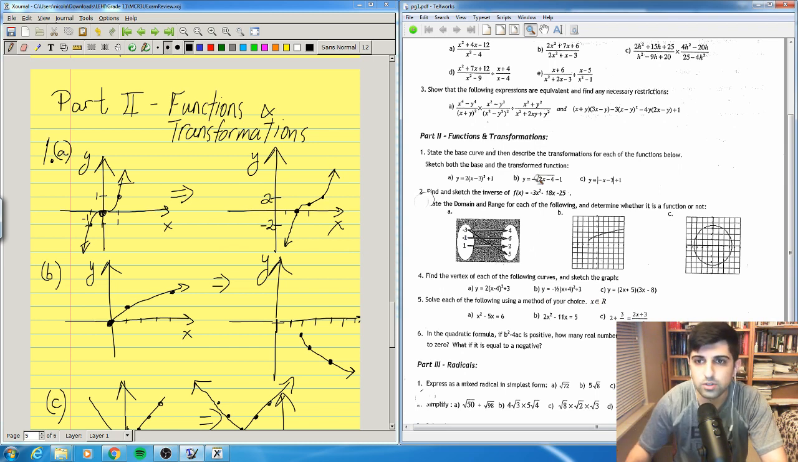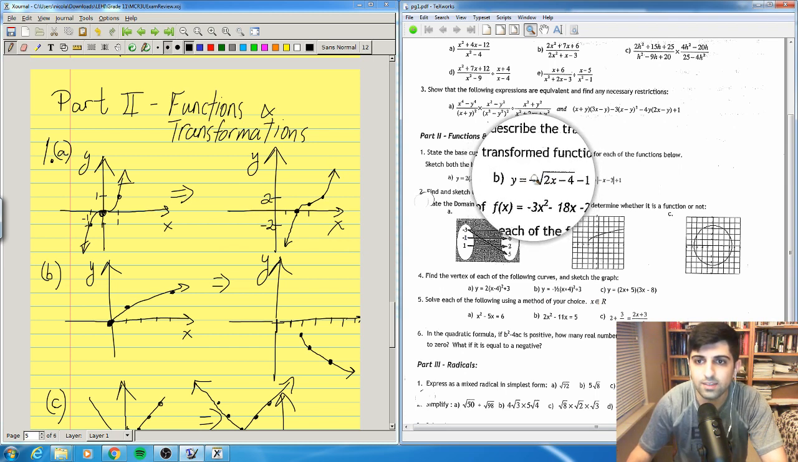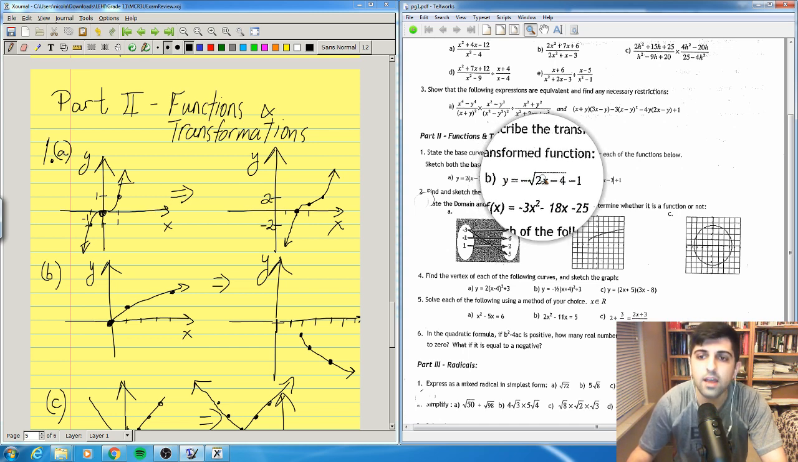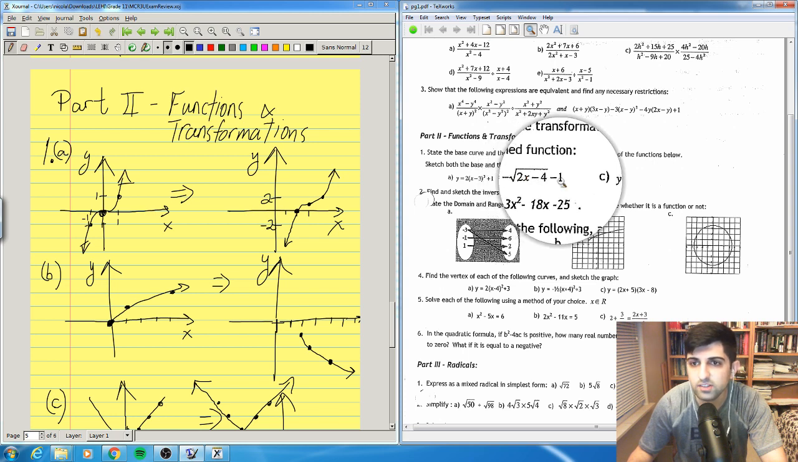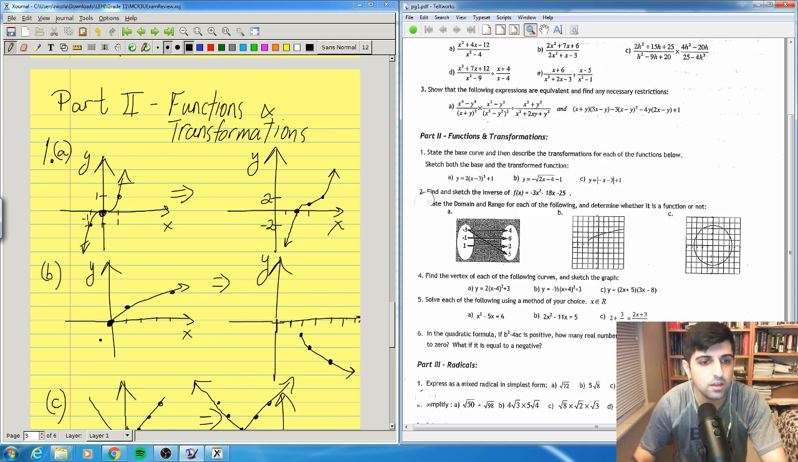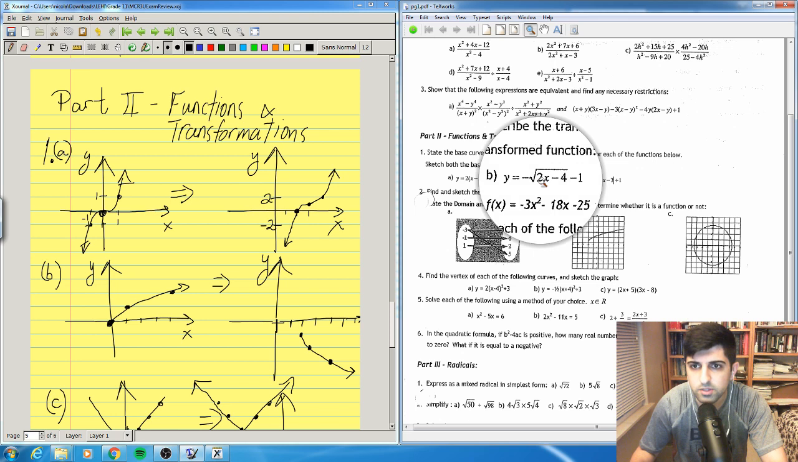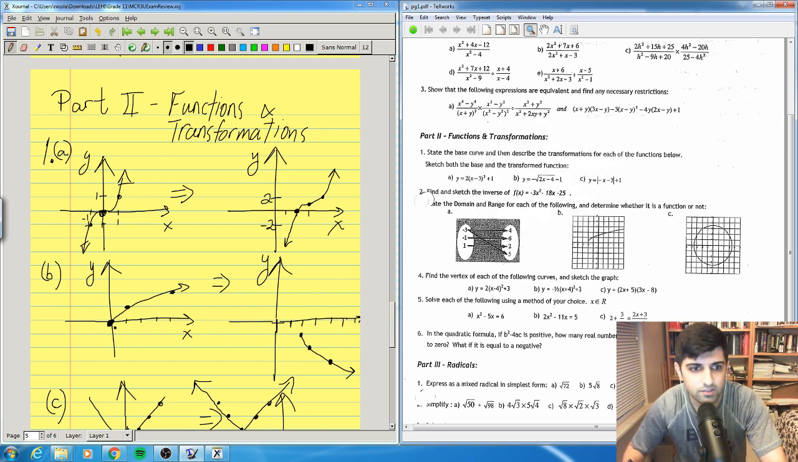The next function: once I strip away the negative, which means a reflection about the x-axis, and then strip away the 2, the -4, and the -1, I get square root of x. That is the plot there in B for square root of x. It's just (0, 0), (1, 1), and (4, 2). Next, I have to look at my transformation. What the minus does is flip everything over to be under the x-axis, where you have negative y values.